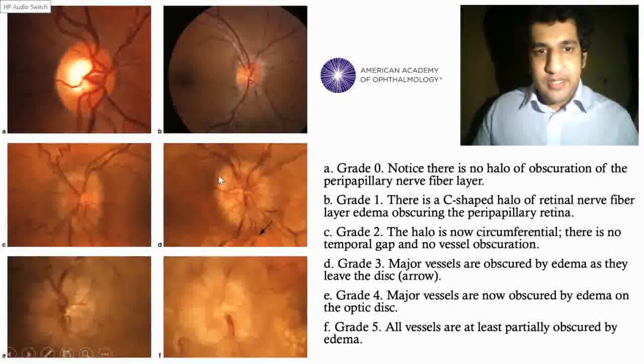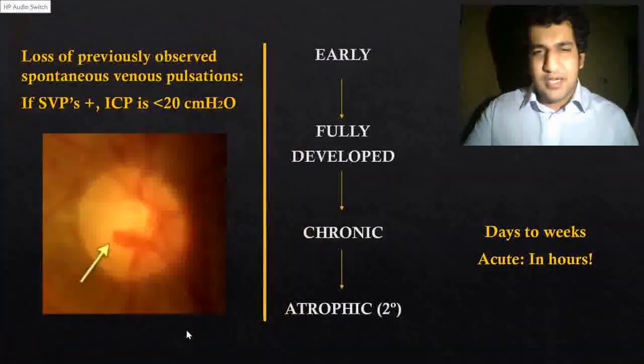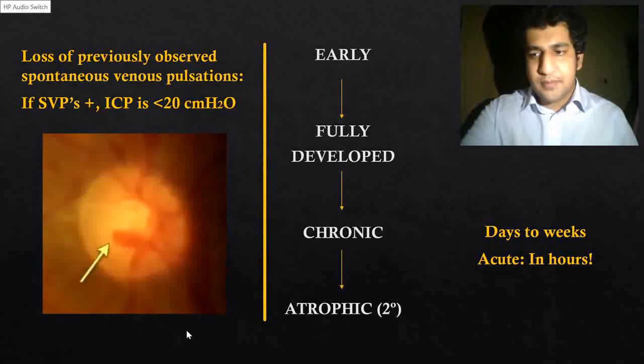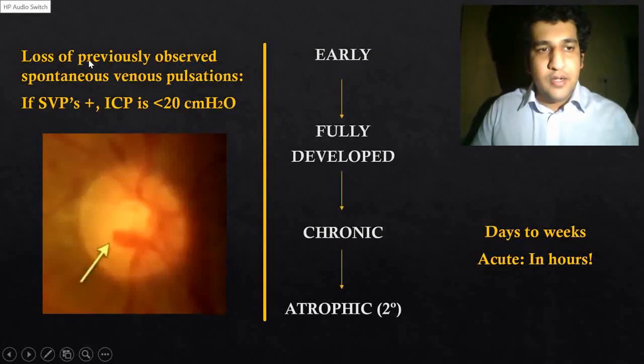It's circumferential. Grade 3, now you start looking at the vessels. In grade 3, the vessels will start getting obscured because of the axonal swelling. Typically where the vessels leave the optic nerve head, you can see the arrow here, also here. These are points where you will see obscuration of the major vessels. So that's a grade 3. Grade 4 is where major vessels are obscured on the optic nerve head itself. On the optic disc where the vessel emerges, you won't be seeing it clearly. Grade 5, all vessels are partially obscured on the optic nerve head. Now, this is a slightly more simplified version of the same. You can also divide it into an early papilledema, a fully developed papilledema, a chronic papilledema, and lastly an atrophic papilledema. But before that, I want to mention this.